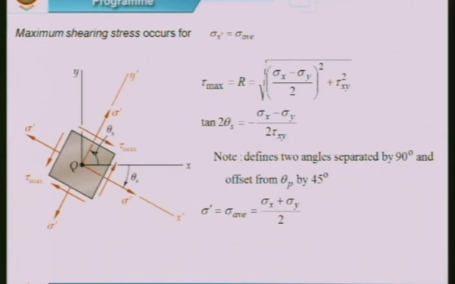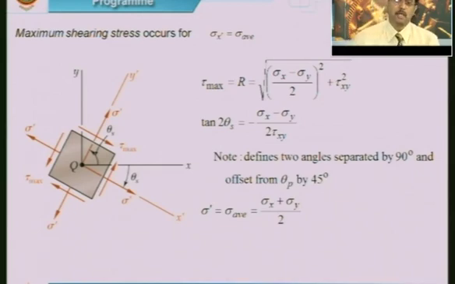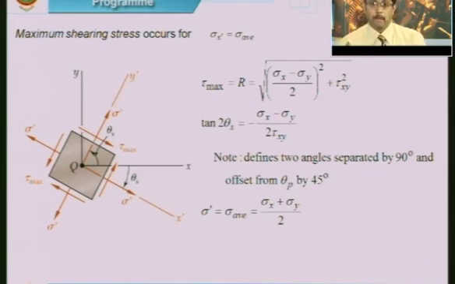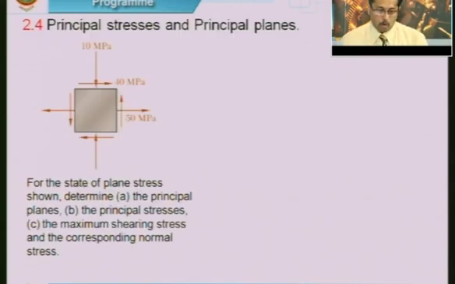So, we have derived the expression for the maximum normal stress, which is called the maximum principal stress, as well as the minimum normal stress, which is also called the minimum principal stress. The angle for the maximum principal stress and the minimum principal stress, then the maximum shearing stress and the angle at which this is going to be inclined. So, we have derived these expressions, and now let us see how to solve problems using this.